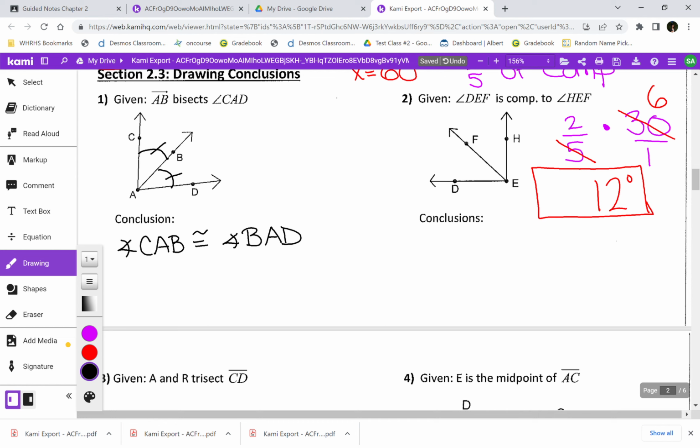What happens when you bisect this segment? So when you bisect an angle, you get 2 congruent angles. What happens when you bisect a segment?